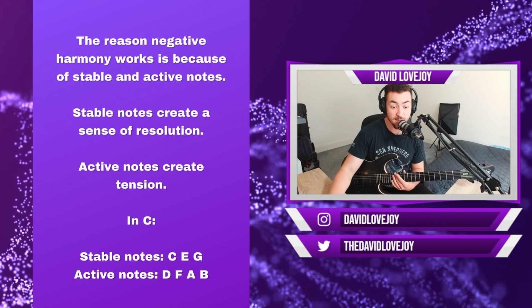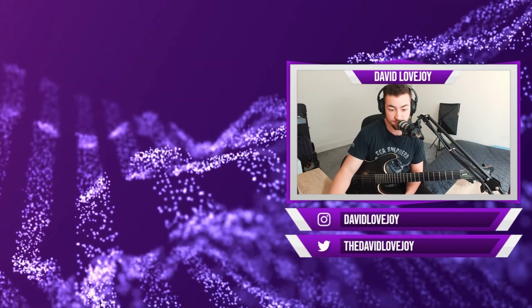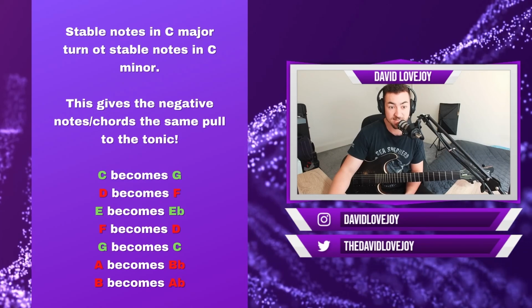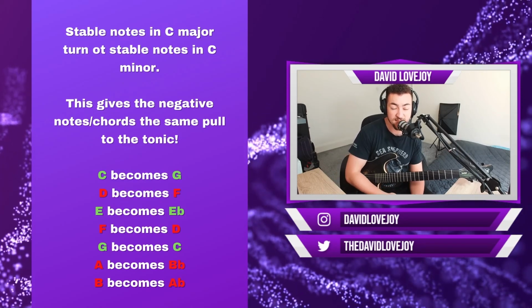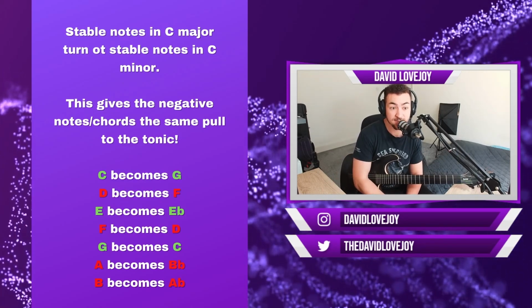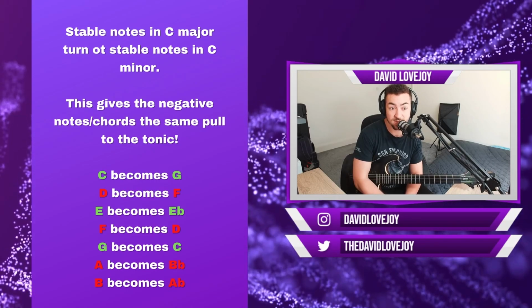So how does this apply to negative harmony? Well, the stable notes in C major, when we turn them into their negative counterparts, they turn out to be the stable notes in C minor.